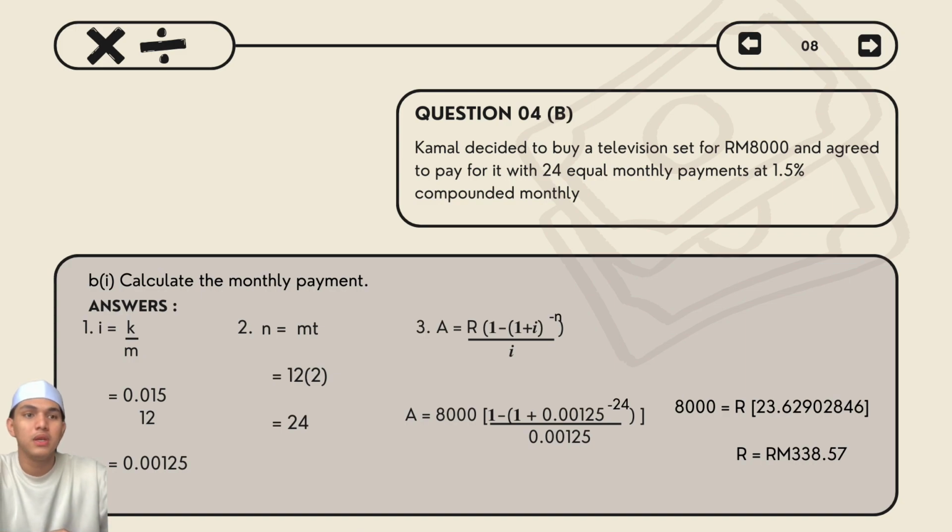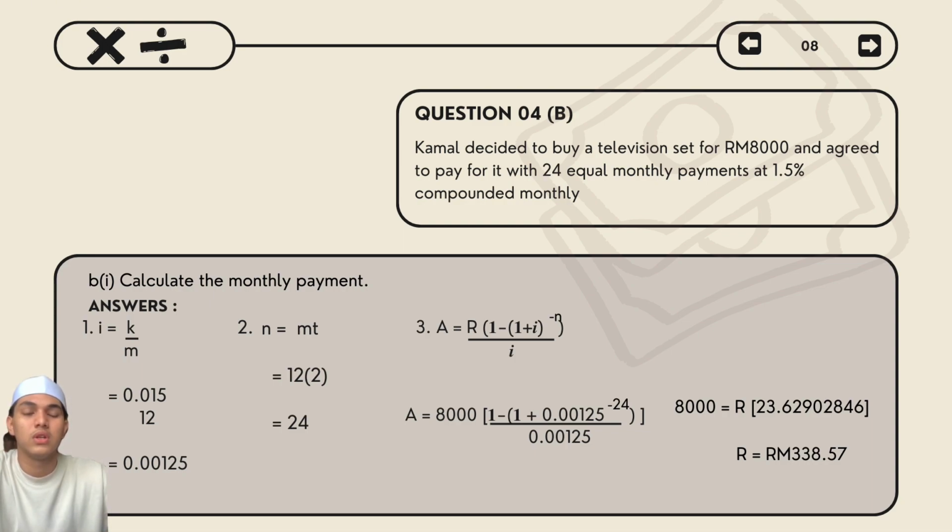Okay, for question B, Kamal decided to buy a television set for RM8,000 and agreed to pay for it with 24 equal monthly payments at 1.5% compounded monthly. Question B1, calculate the monthly payment. First, we need to find i, using the formula i equals K per M. We will get 0.00125.